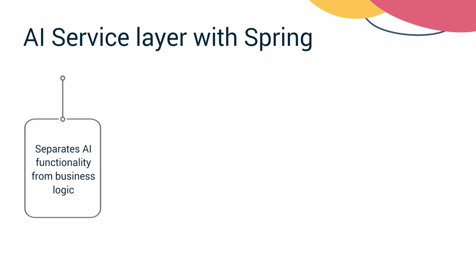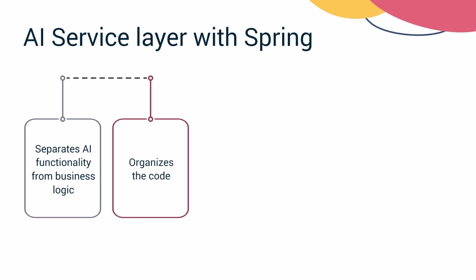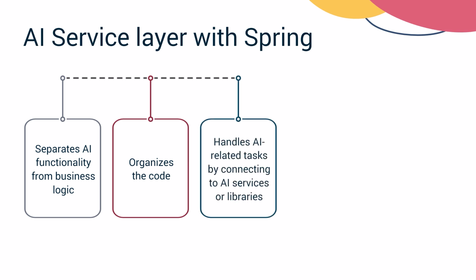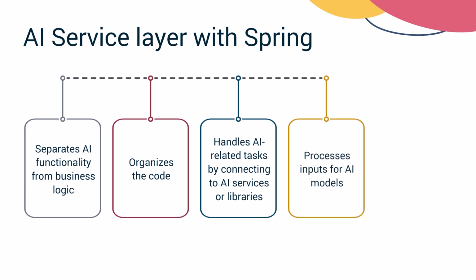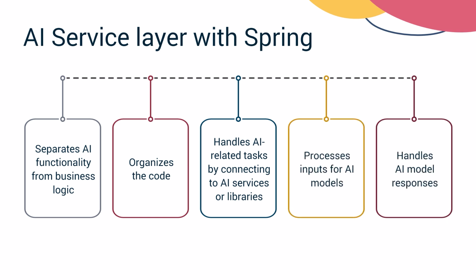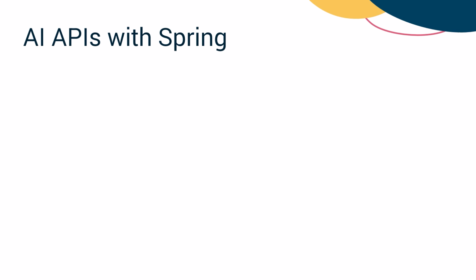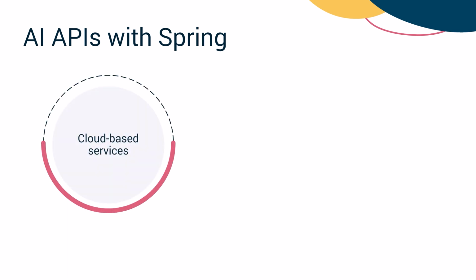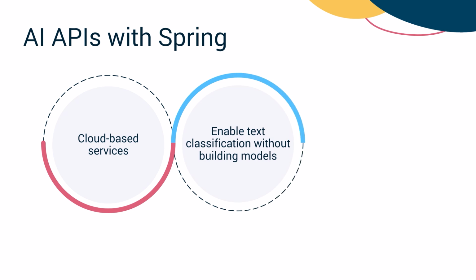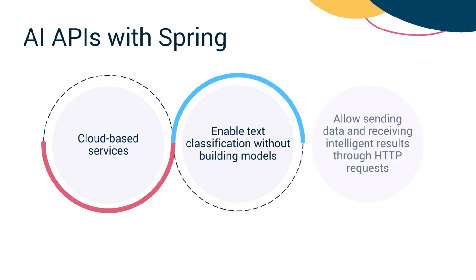The AI service layer separates the AI functionality from business logic to better organize the code. It handles AI-related tasks by connecting to AI services or libraries, processing inputs for AI models, and handling AI model responses. AI APIs are cloud-based services that provide AI capabilities, such as text classification, without needing to build models. AI APIs allow you to send data and receive intelligent results through simple HTTP requests.